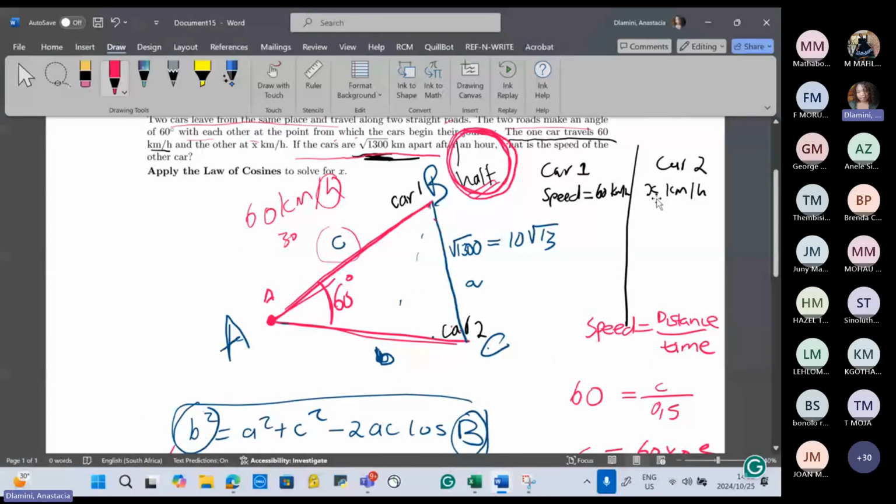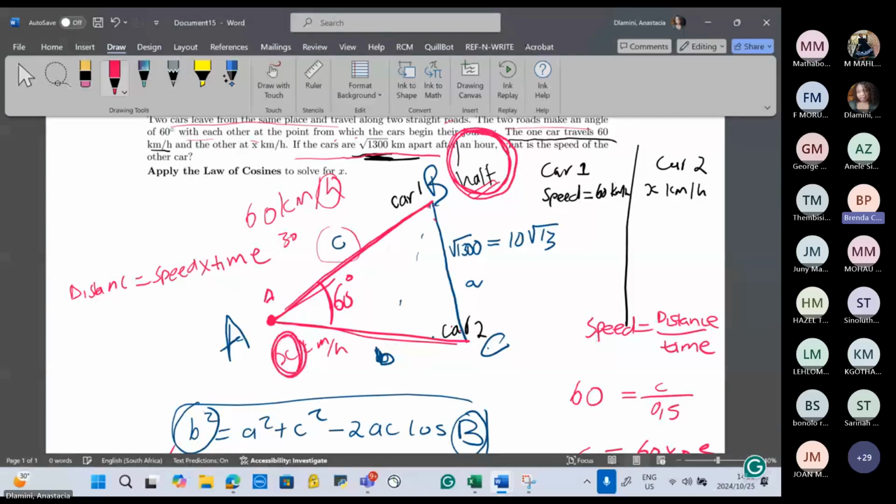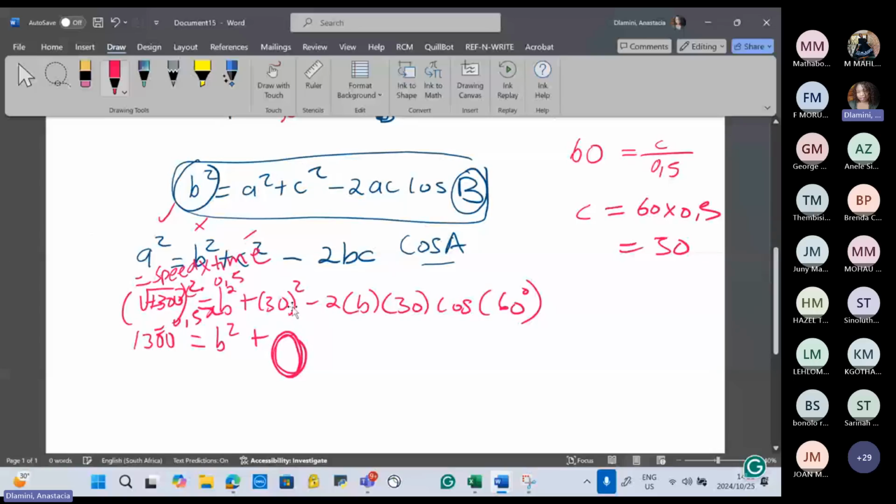We know the speed. The speed is X kilometers per hour. And we know that distance is speed times time. What is our speed here at B? X. So it's X times 0.5, so it's 0.5X. Do you see that? Yes. Because I was wondering how this is the X that we're supposed to solve for.